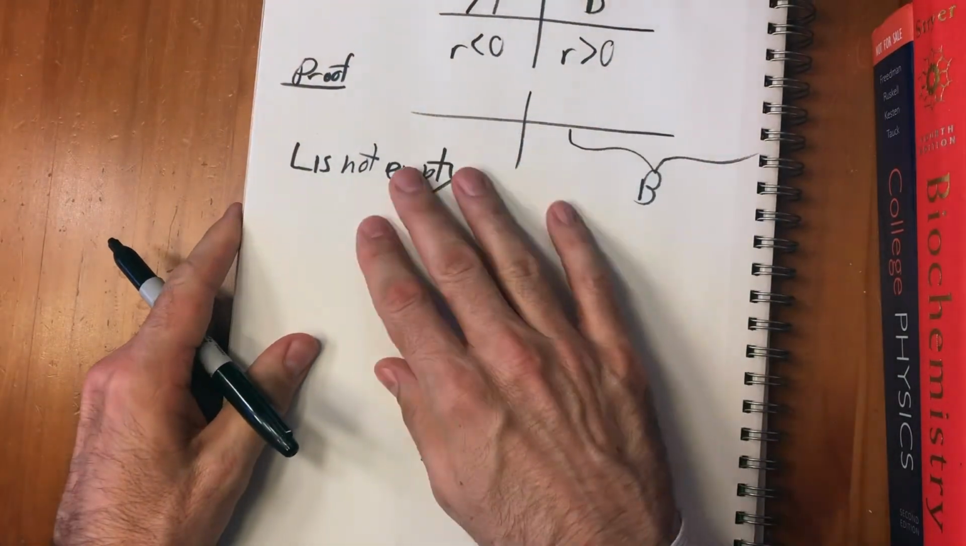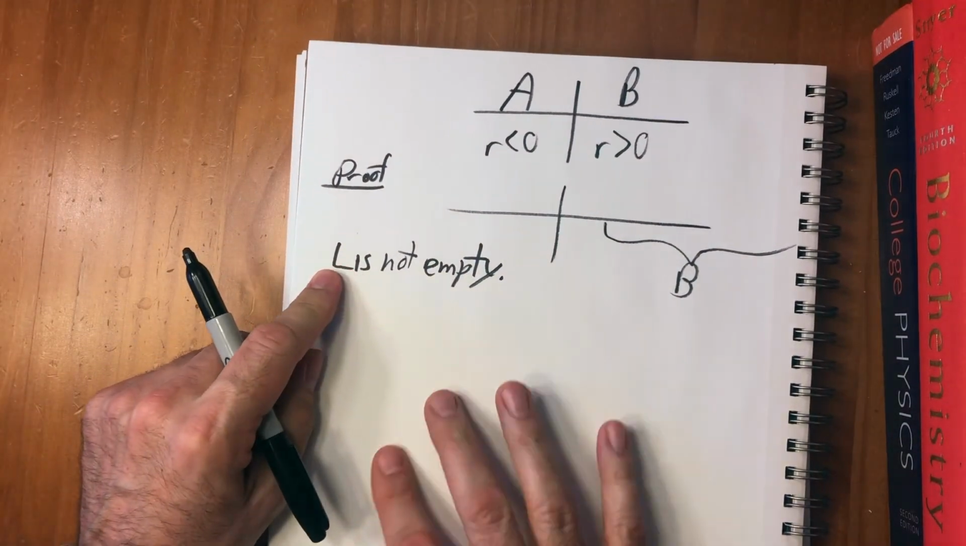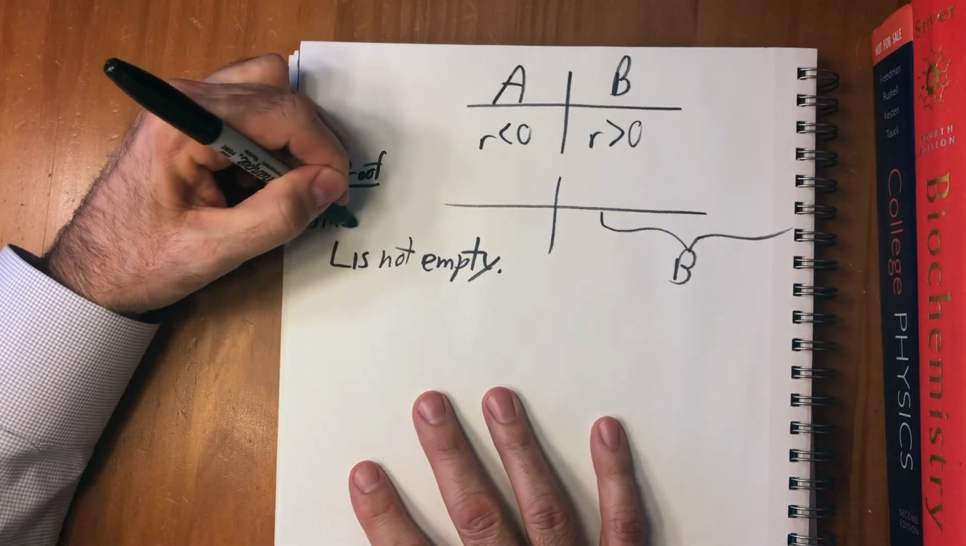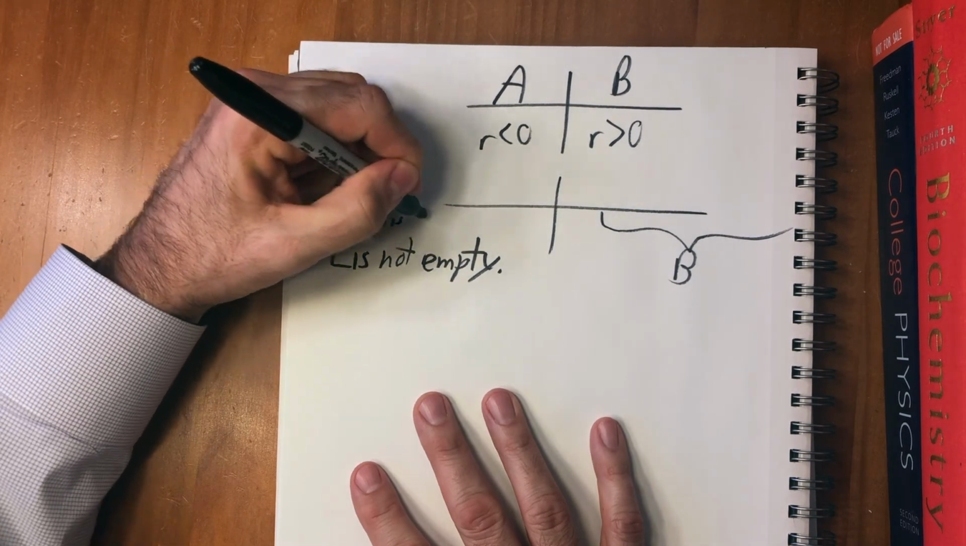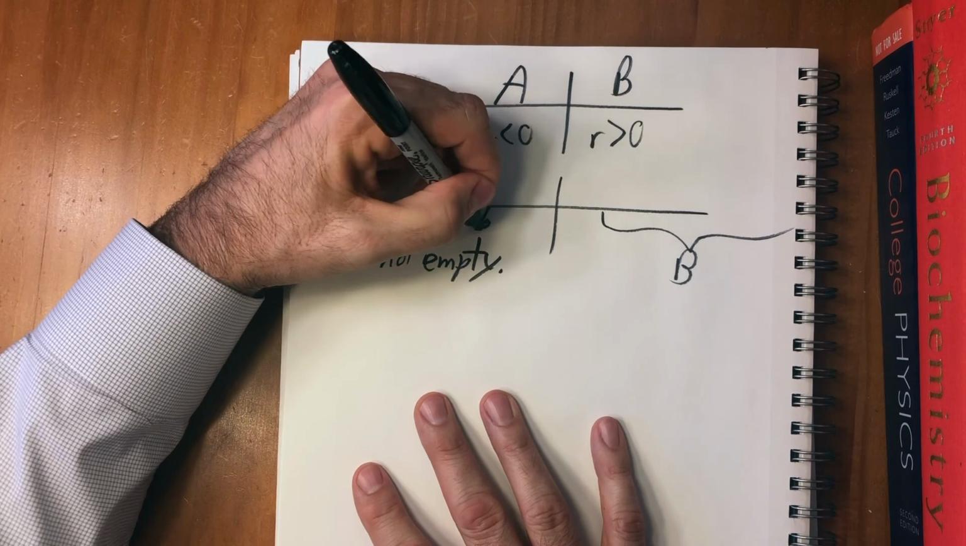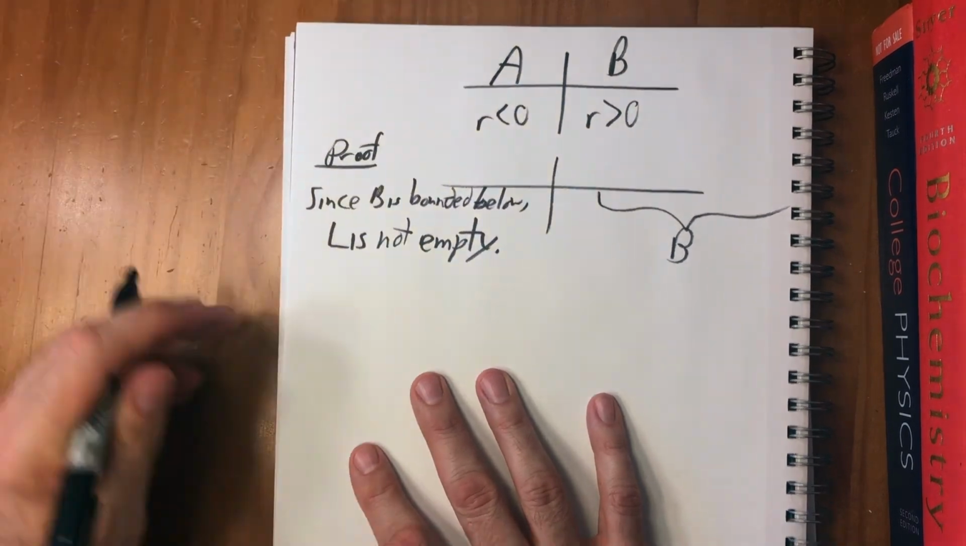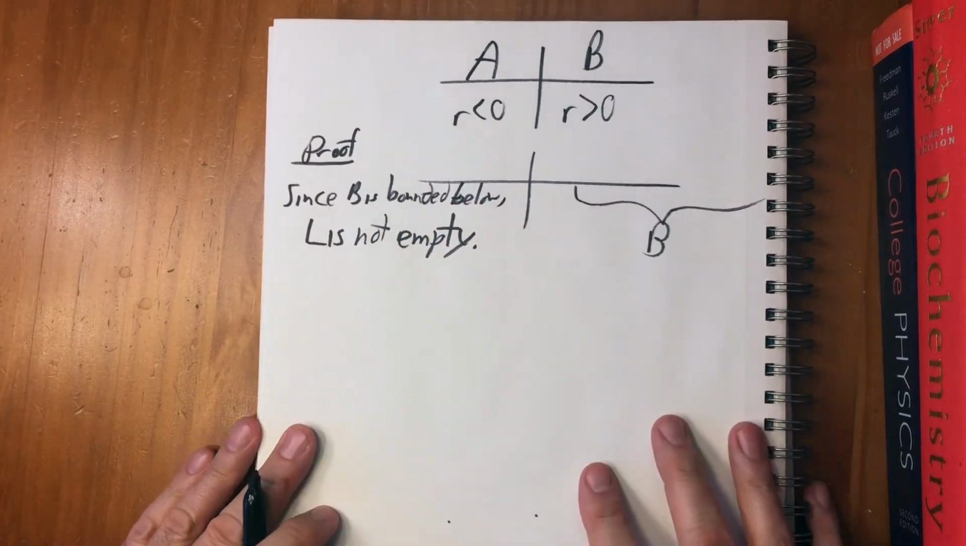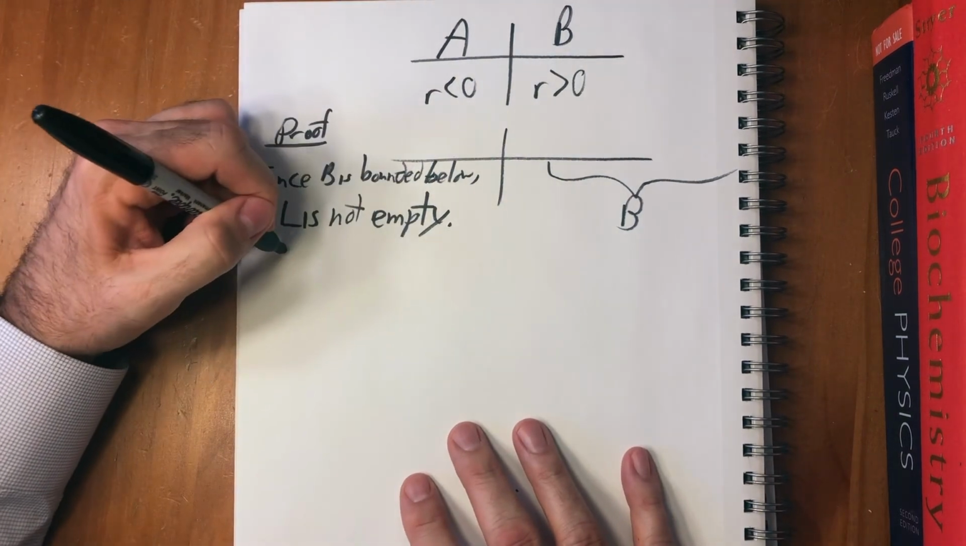So since it's bounded below, L is not empty. Let me just write that down. Since B is bounded below, L is not empty.